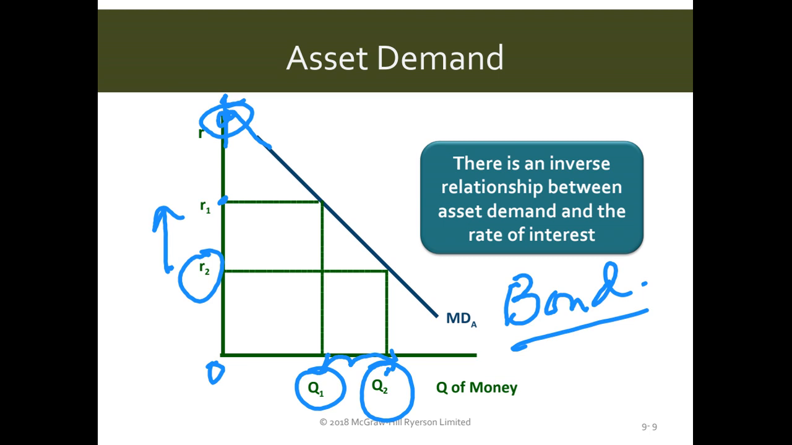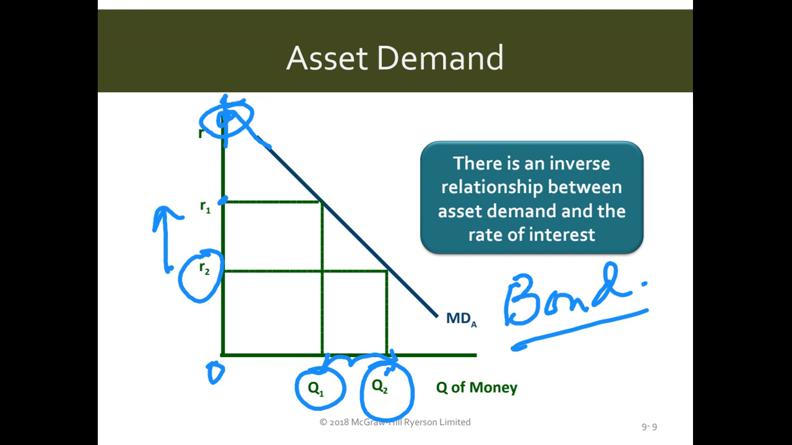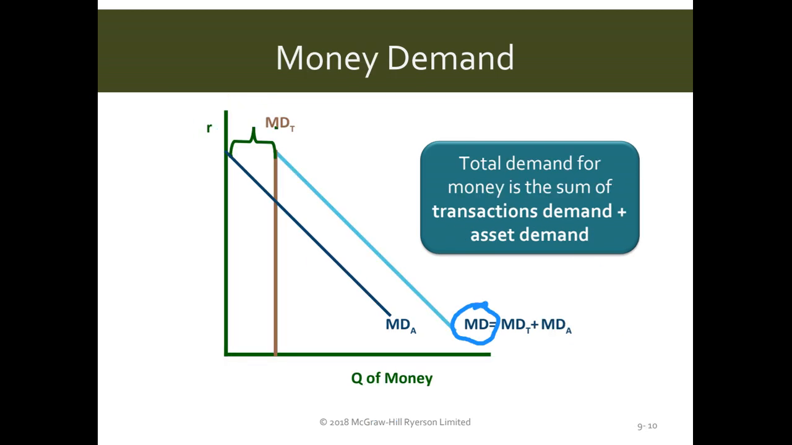Now, this is asset demand for money, and the previous diagram was transactions demand for money. So I'll just add these two curves. When I add these two curves, you will have this money demand curve. Notice that I just wrote MD, not MDT or MDA, asset or transactions. So this is the total demand curve. Sorry, this is asset demand for money.